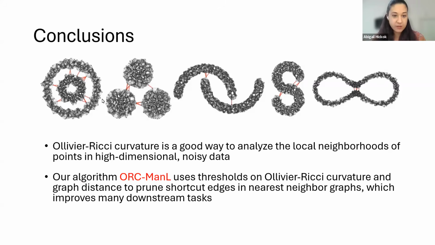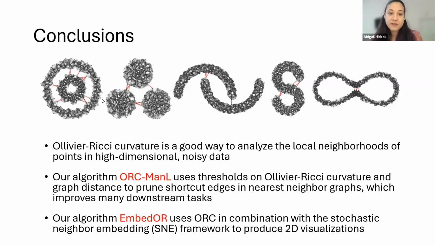So our first algorithm uses thresholds on ORC and graph distance to just prune shortcutting edges, which is a great pre-processing step for anything you might want to do downstream with a nearest neighbor graph. Like if you want to do persistent homology with geodesic distances instead of Euclidean distance, or low dimensional embeddings or clusterings or whatever.